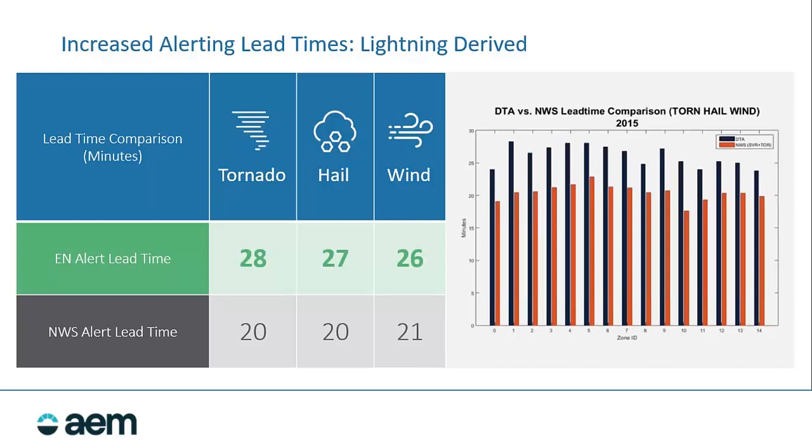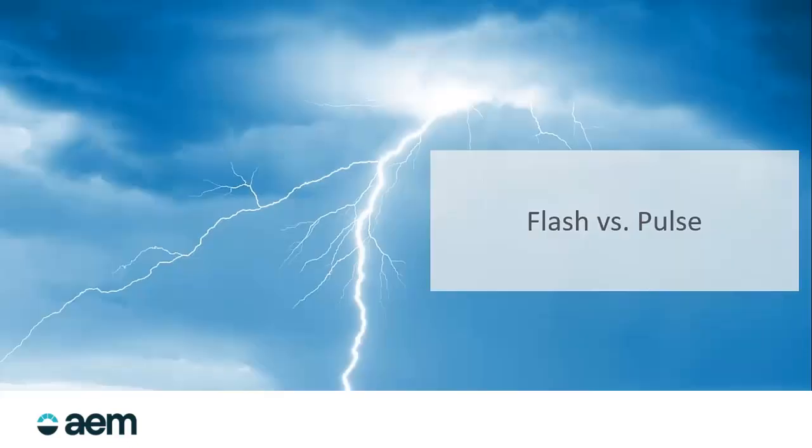You can see that you get an advanced lead time, 28 minutes versus 20 minutes in a tornado, 27 minutes lead time from Earth Networks in a hail event versus 20 minutes on average from the National Weather Service. And for a wind event like a downburst, microburst, or derecho event, 26 minutes versus 21. So again, just an idea, this is a typical average that you do see an advanced lead time provided by our dangerous thunderstorm alerts.